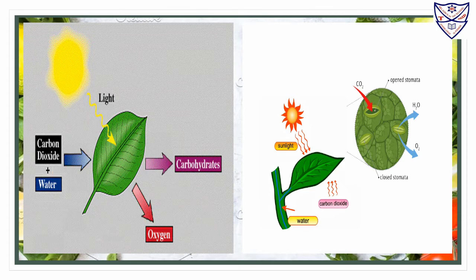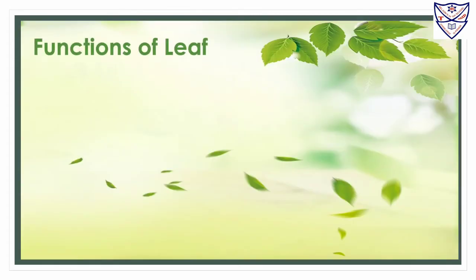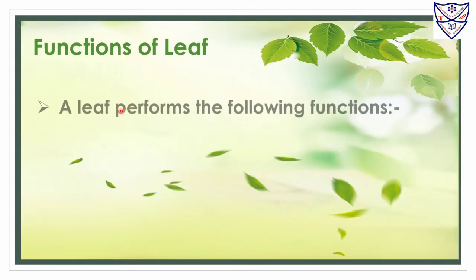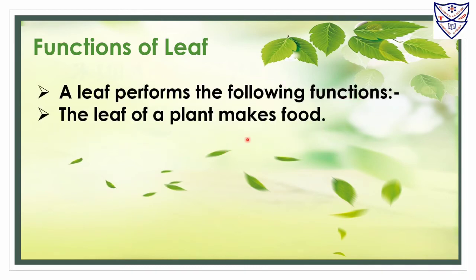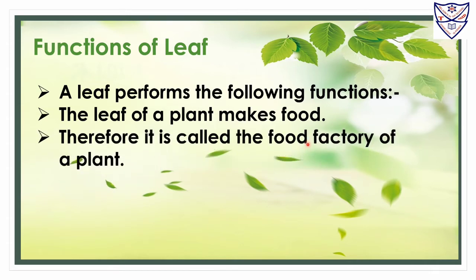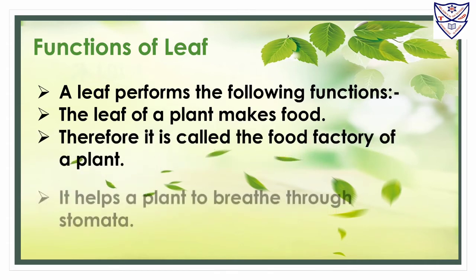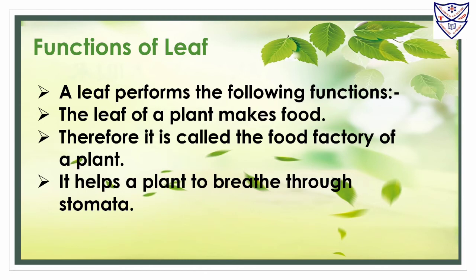Now we'll turn to the next point, that is, functions of a leaf. A leaf performs the following functions. A leaf of a plant makes food, therefore it is called the food factory of a plant, and it helps the plants to breathe through stomata.